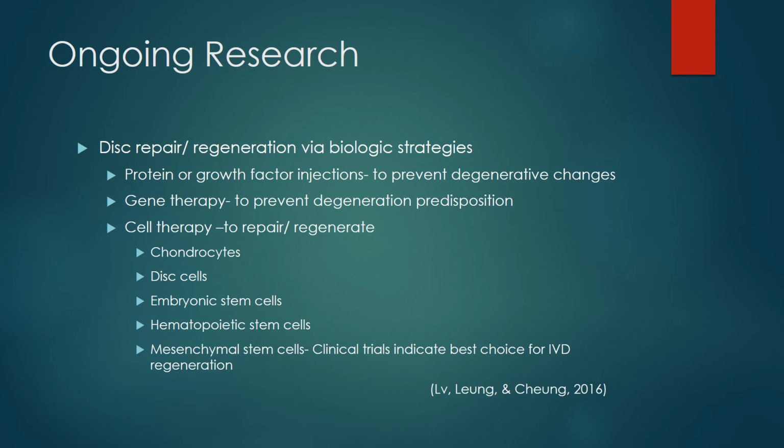And they're working with some different types of cells, and those include chondrocytes, disc cells, embryonic stem cells, hematopoietic stem cells, and mesenchymal stem cells. The clinical trials have indicated that the mesenchymal stem cells are the best choice for intervertebral disc regeneration.